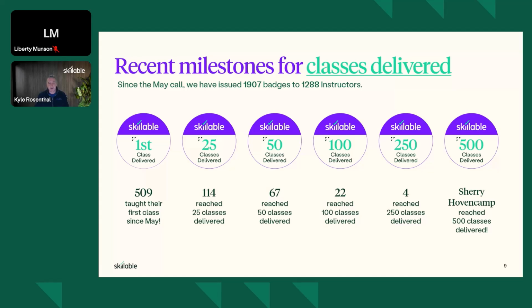We've issued 1,907 badges to just under 1,300 instructors. And 509 instructors had their first class on our platform since then. Then we have some other milestones. 25 classes delivered, 114 of you reached that. 50 classes, 67 reached that. 100 classes delivered, 22. And then we start getting into the rarefied air, right?